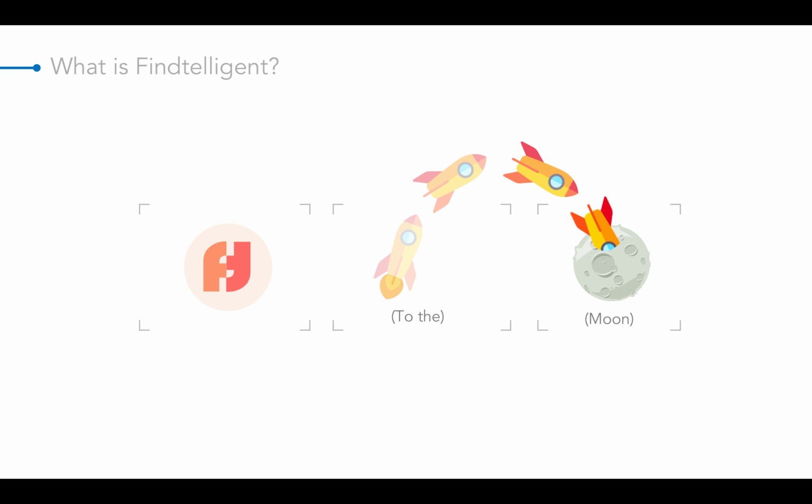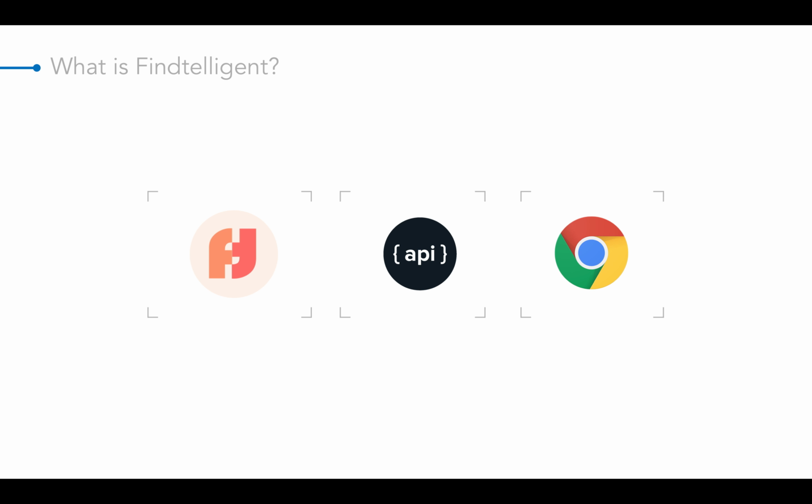FindTelligent is the smart substitute of the browser's Control F command. It gives you the possibility of executing queries as in a search engine to find information in a large, unique HTML document. FindTelligent is composed of two parts. First of all, you will have the API, and then we'll have the Chrome extension.